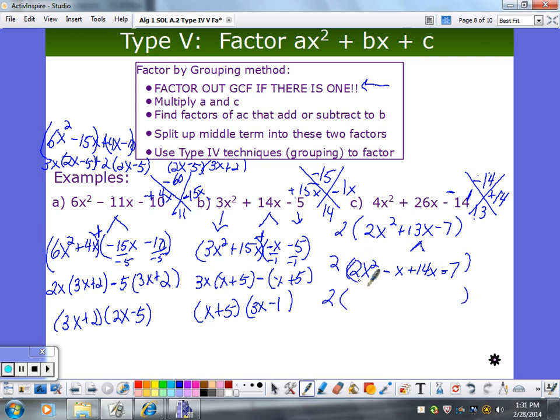So let's see. I'm going to group it. And I'm going to group it. The x is my common factor there. 2x minus 1. Let's say 7. 2x minus 1. Woohoo! 2 just stays right here. The 2x minus 1, I'm going to factor him out. Who's left? x plus 7. Yahoo! You got it.